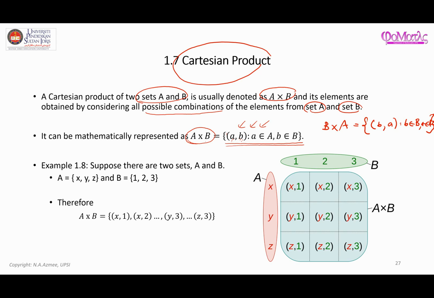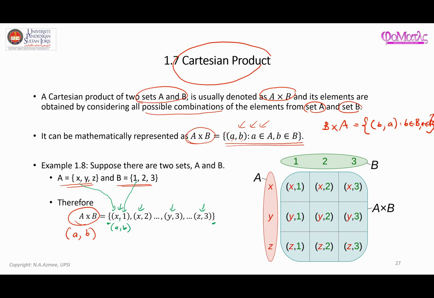Now let's look at a very simple example. Set A consists of x, y, and z. Set B consists of 1, 2, and 3. To find the Cartesian product of A and B, we consider the order of set A first and then B. This is the curly bracket to denote that it's a set, and these are all the elements. Here x comes from set A, and it is combined with 1, which comes from set B.